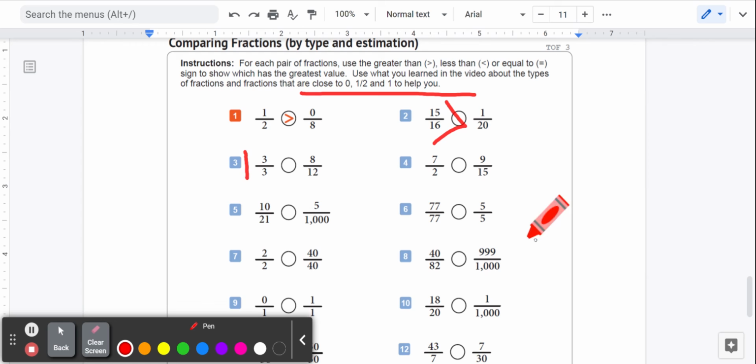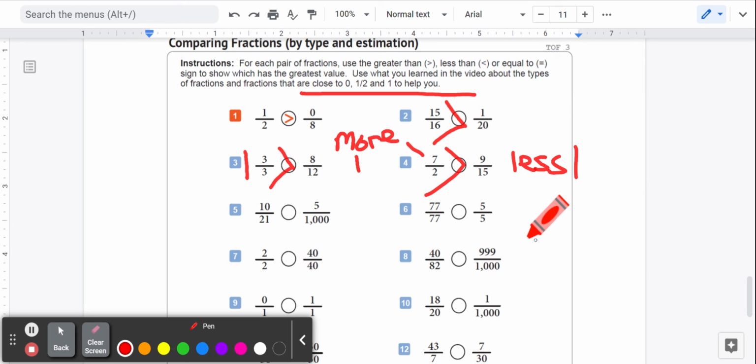It's a whole fraction. This is a proper fraction, 8/12. It's close to half. So 1 would be bigger than half, so that's going to make that one bigger, right? And then let's look at 4, for example. 7/2. Well, this is an improper fraction, which means that improper fractions are going to be more than 1. And this one is a proper fraction, so it's going to be less than 1. Well, if this is more than 1, that one's going to be bigger.